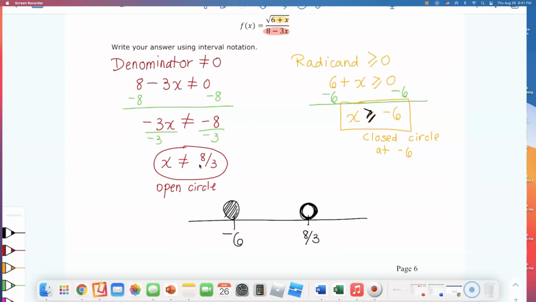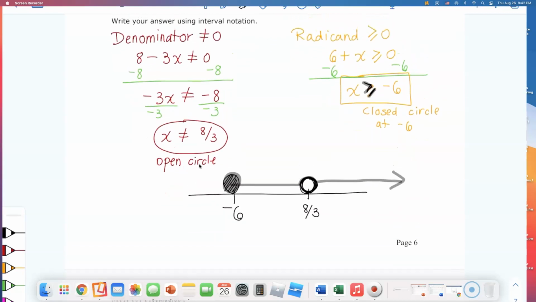Now take a look. I'm going to do something fun here. Because of this inequality, x is greater than or equal to negative 6, I should start from negative 6, but go which direction? I need to go to the right. So I'm going to keep on going to the right, but I noticed there's a hole in the ground. I need to jump over this. I should not jump into this because if I have a value at 8 over 3, what's going to happen? The denominator will be 0, right? So don't step into that hole, just keep on going. And that is the domain of this function.